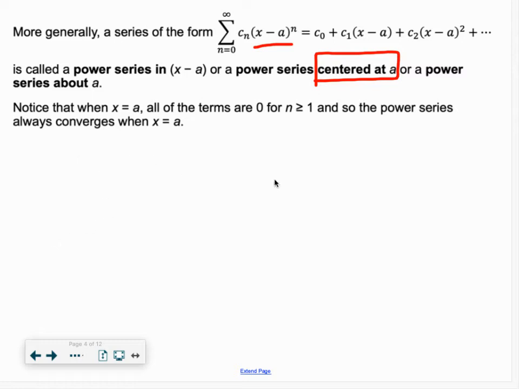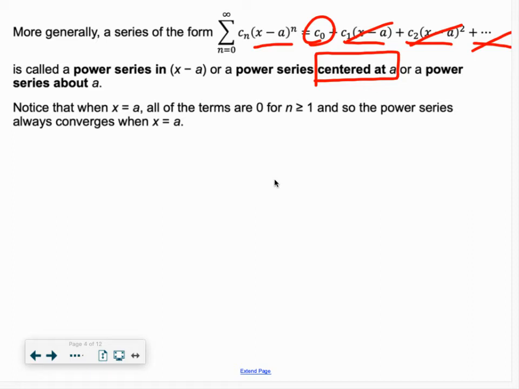A little note: a power series will always converge at the center. Whatever that center happens to be, notice if it's just x to the n, you still have a center, it's just 0. Now, why does the power series converge whenever x equals a? Because if x is equal to the center, then all of these terms going forward have x minus a, which is 0. Goodbye, goodbye, goodbye. And all you're left with is this little constant right there.